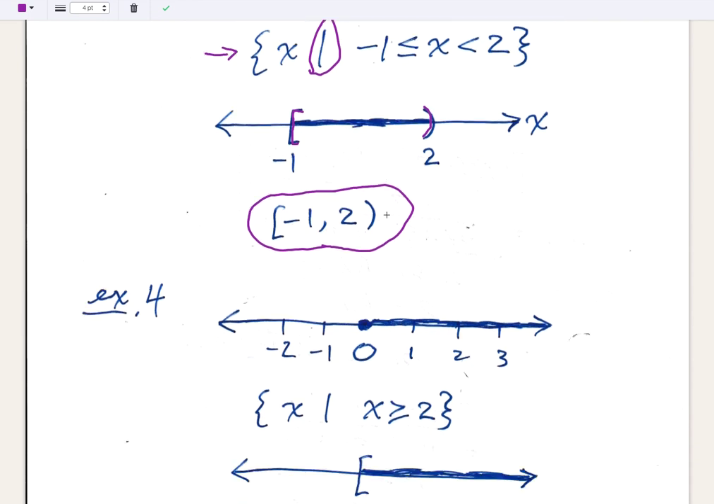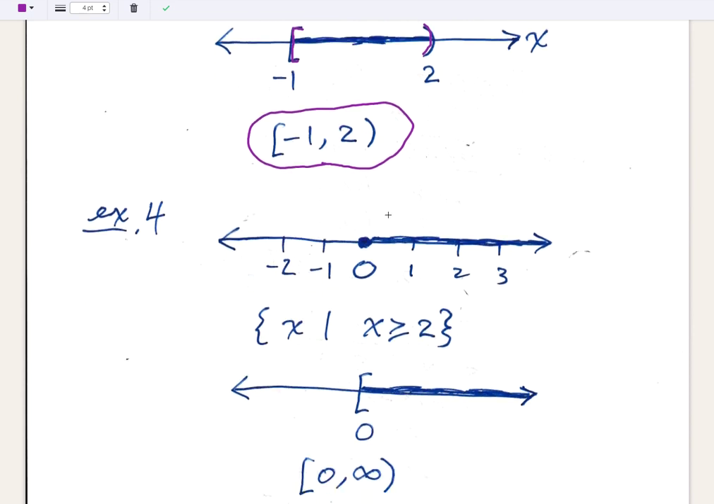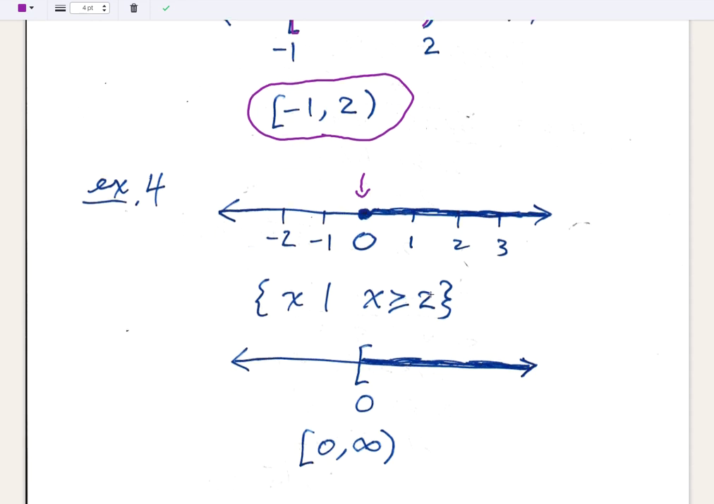Let's keep going here. Let's take a look at example 4. Take a look at that graph. I'm solid filled in at 0, and I'm taking everything to the right of that. That means everything greater than 0. So this would be the set of all x such that x is, I made a typo, greater than or equal to 0. We have to have that equal sign because we have that filled-in dot.